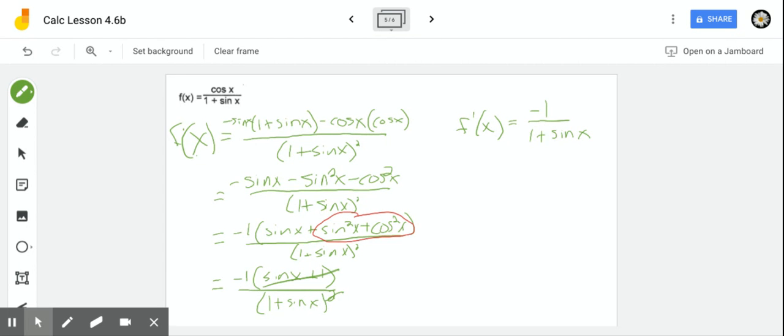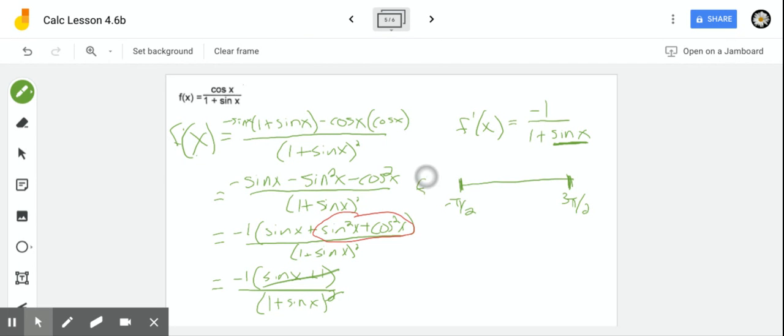So now we want to look at critical values, potential minimums and maximums. Remember, we are only looking from negative pi over 2 to 3 pi over 2, just focusing on that interval. When we set this equal to 0, it doesn't equal 0 anyway. And then we also need to think about where it's undefined. Well, it's only going to be undefined where sine x is negative 1, and that only happens here at this endpoint. So we don't have any critical numbers on this interval.